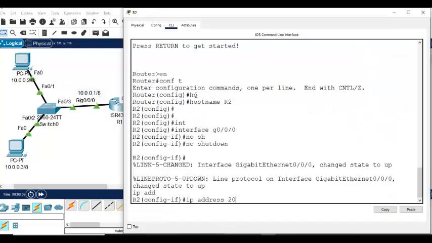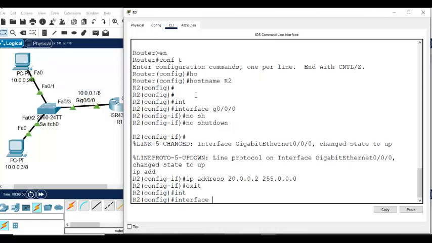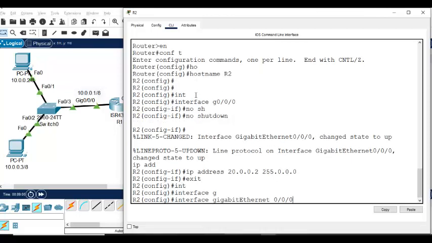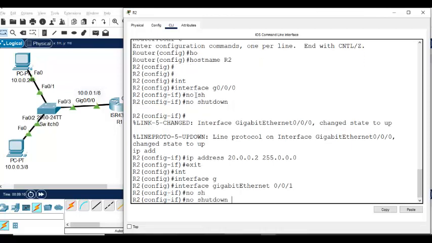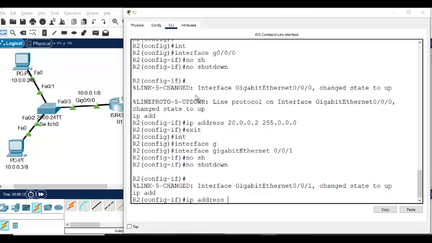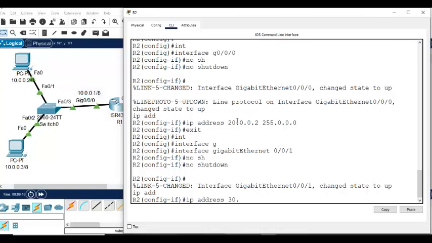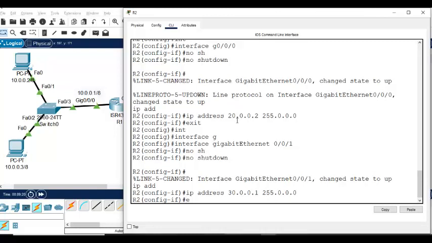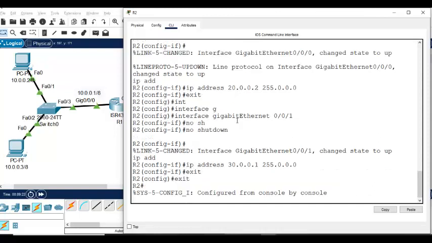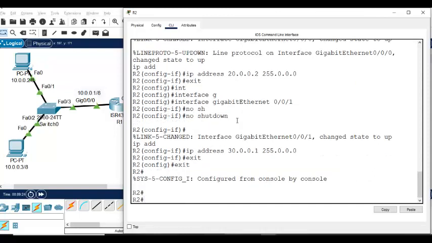And then interface G0/1, no shutdown, ip address 30.0.0.1. To save the configuration, we type wr, write to memory. Now, if you go here to R1, you can see the line protocol has come up.